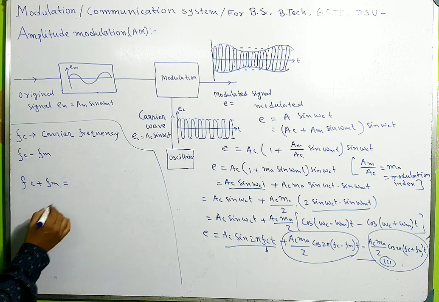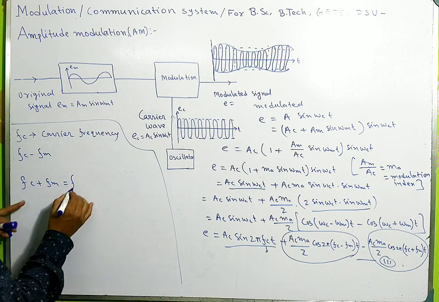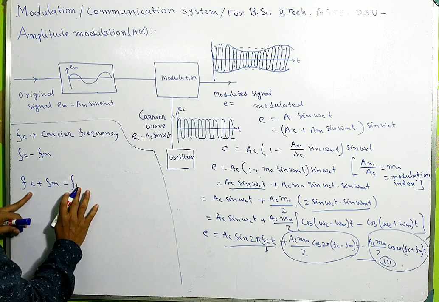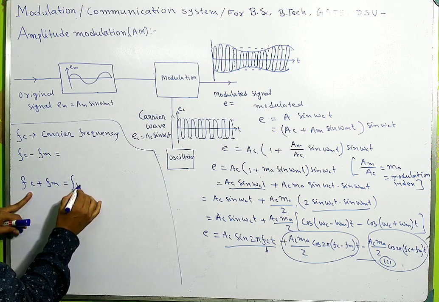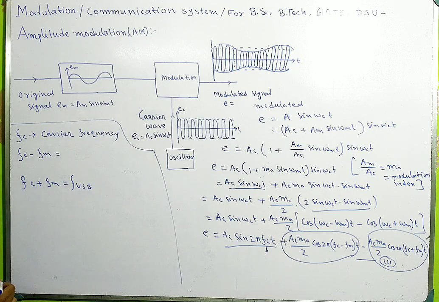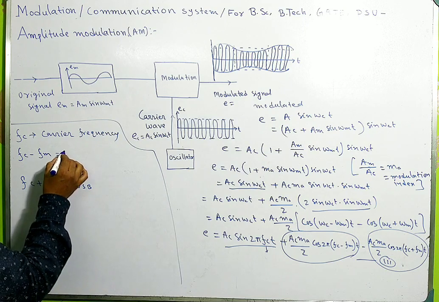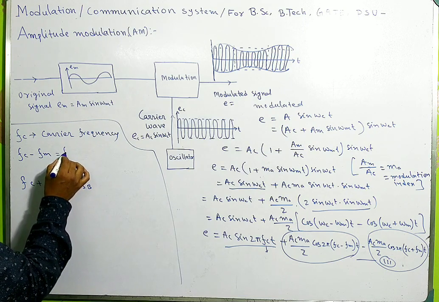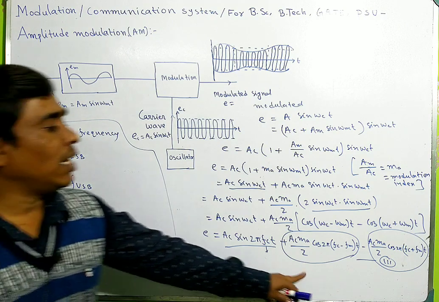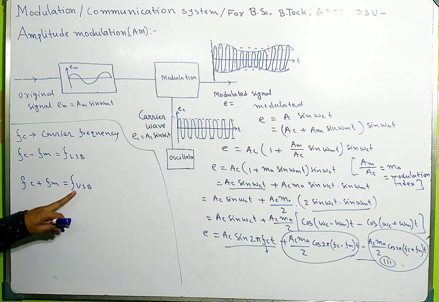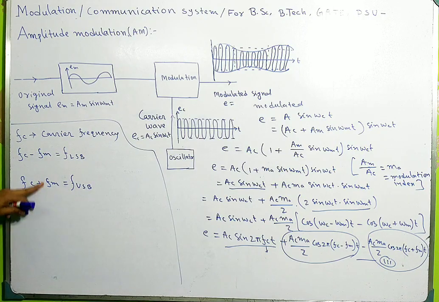This is called the upper side band frequency, and this is called the lower side band frequency. These are the two side bands. This is called the upper side band frequency, this is called the lower side band frequency, and this is called the carrier frequency.